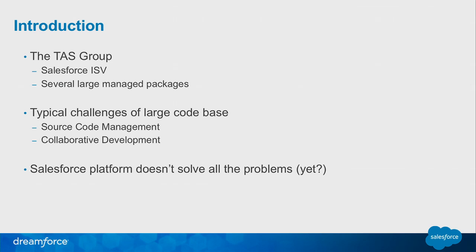However, about 2 years ago, the TAS group made a strategic decision that they were going to move to the Salesforce platform. It was an easy decision for us to make based on our business and the facilities that Salesforce gave us. So we became a Salesforce ISV, and we now have many large managed packages. Our main core package has over 5 million characters of Apex, just to give you an idea of the size of our code base.